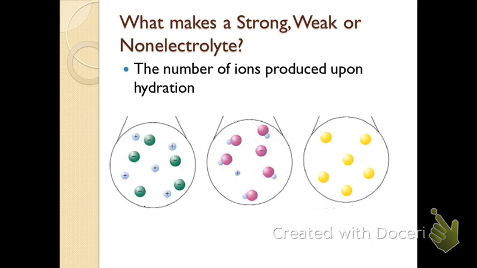Here's a picture of a strong, a weak, and a non-electrolyte. And the difference, what makes them strong, weak, and non, is the number of ions they make when they've been hydrated or broken apart. If you look at the left picture, there are a lot of positive and negative ions. That's the sign of a strong electrolyte. In the middle picture, only one of the 6 molecules has broken apart. That would constitute a weak electrolyte. And in the yellow picture, as you notice, there are no ions, which means it's a non-electrolyte.